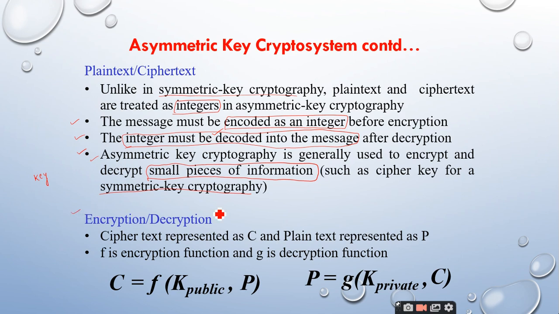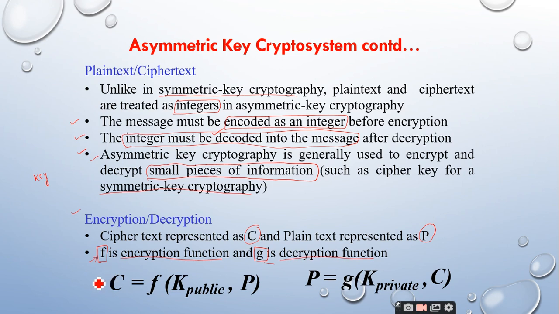So coming to encryption and decryption, here the ciphertext is represented with an uppercase C and the plain text is represented with the uppercase P. P for plain, C for cipher. And here we are going to use a function called F. As I told you, asymmetric key cryptography always deals with numbers. When you are dealing with integers, you should have mathematical functions. So F is a mathematical function, which we call the encryption function. Similarly, G is another mathematical function, which we call the decryption function, right?